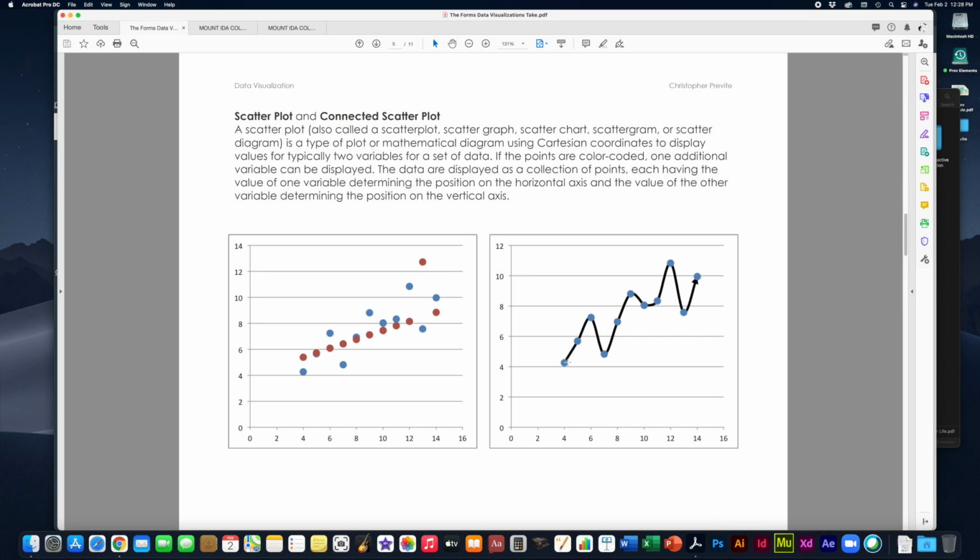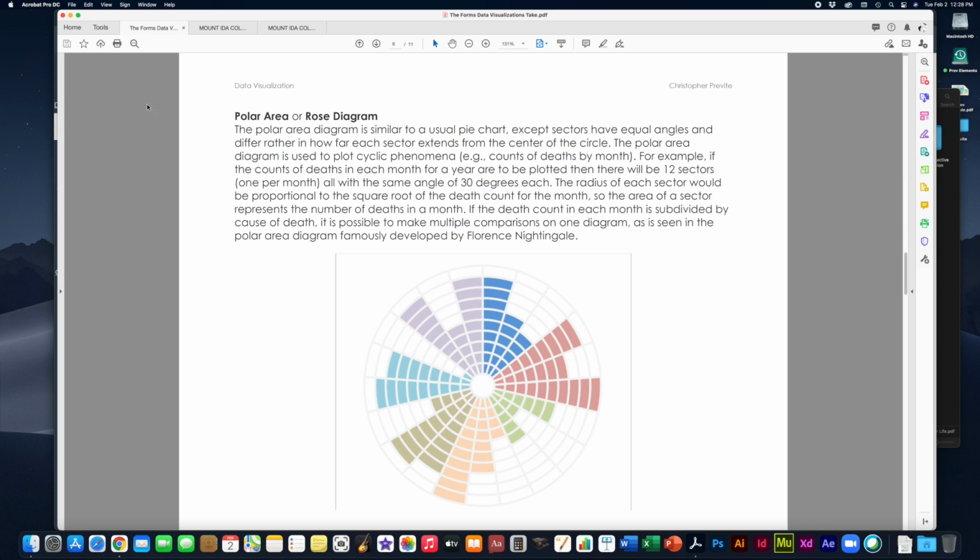And then over here on the right we have the connected scatter plot, which is really the same thing except that you're drawing a line between the dots that sort of show a trajectory of the dots. In fact, you can see the end of this line is an arrow, so it very much is a path that you are meant to follow. Okay, next we have the polar area, or the rose diagram.